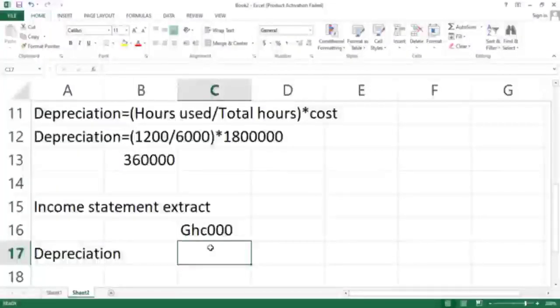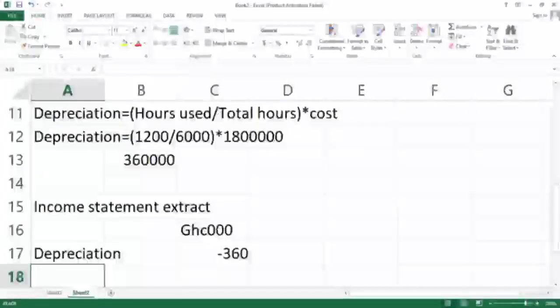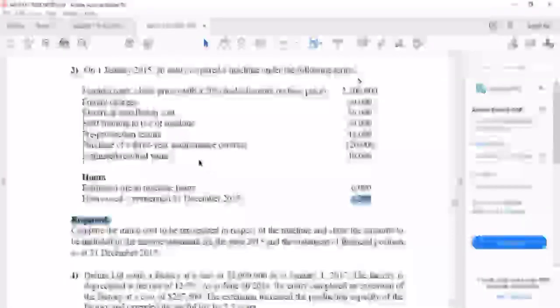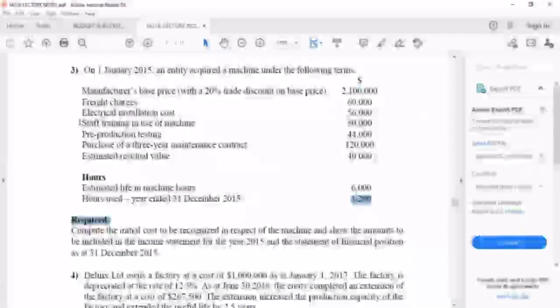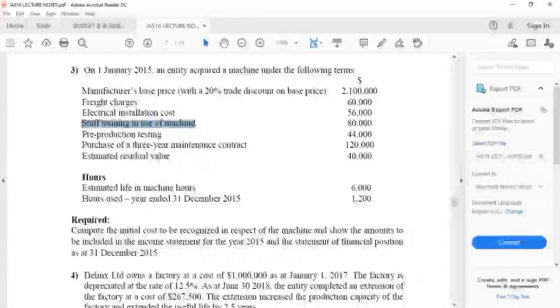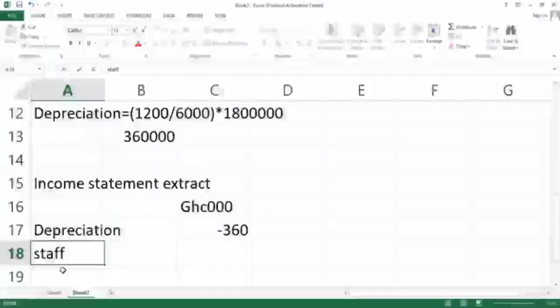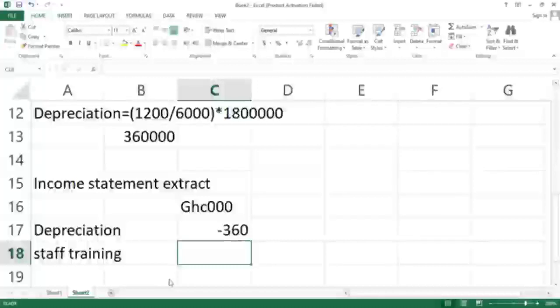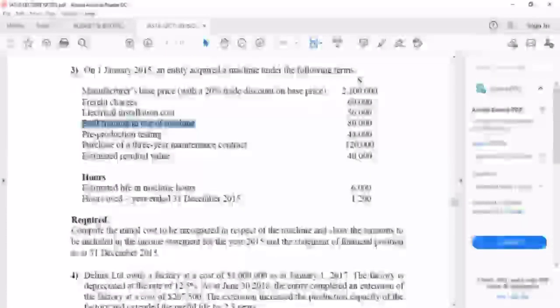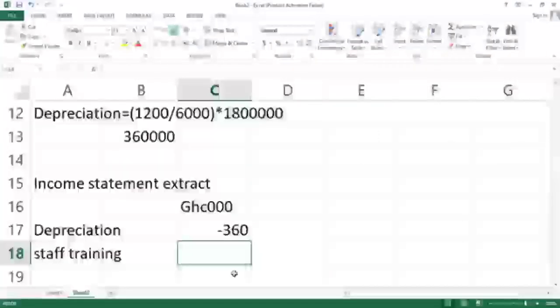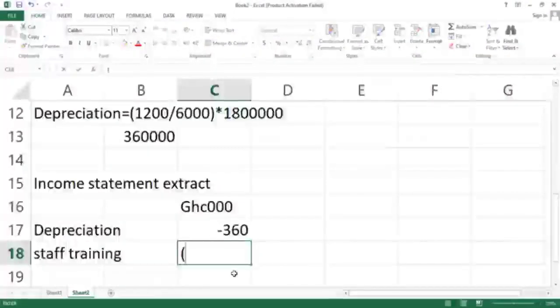These are all expenses, so we put it in brackets. 360. Okay. The next item. There are some of the items in the question that we didn't capitalize, isn't it? The first one is what? Staff training cost. It should be expensed. So the next one is staff training cost. Staff training cost should be expensed. How much is that? 80,000. So we have 80. This will also be in brackets, 80.